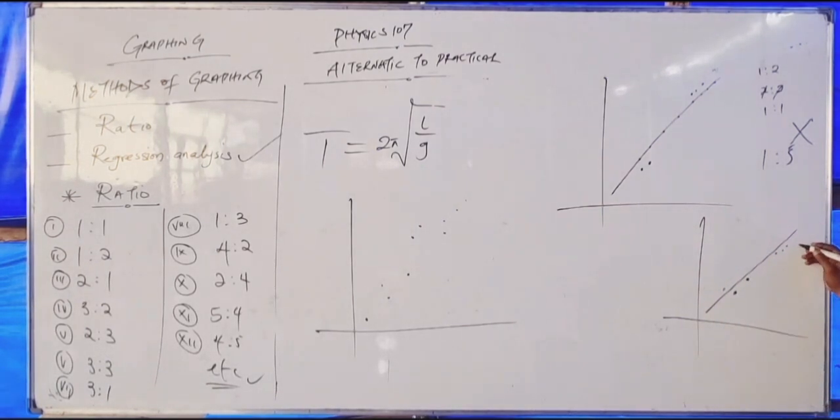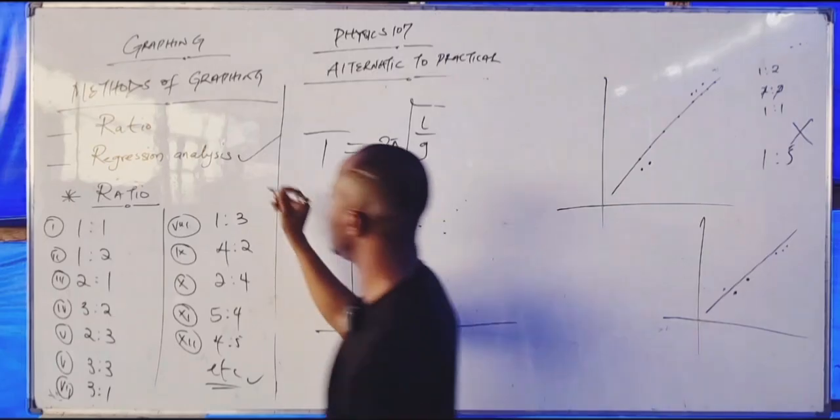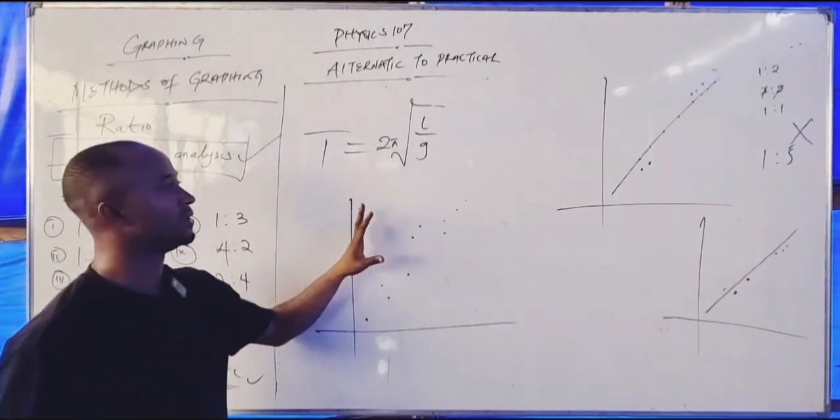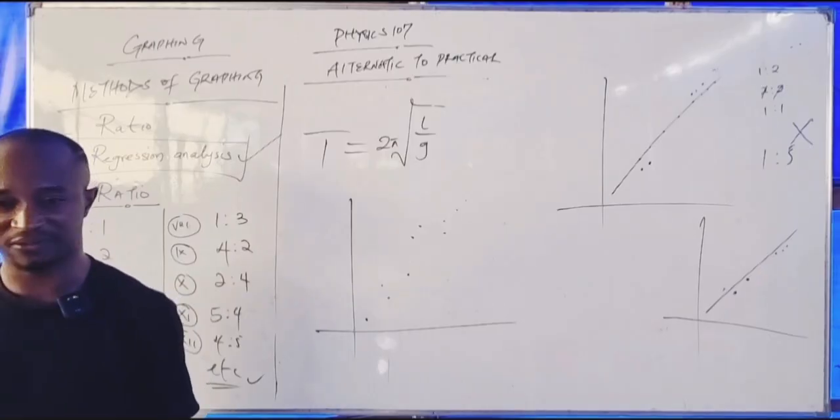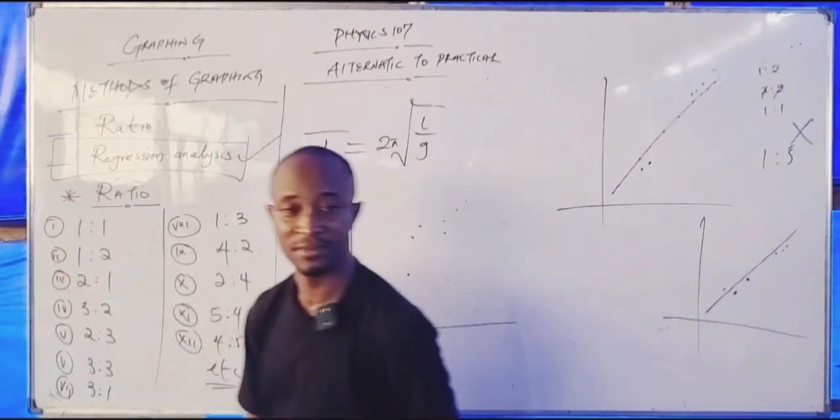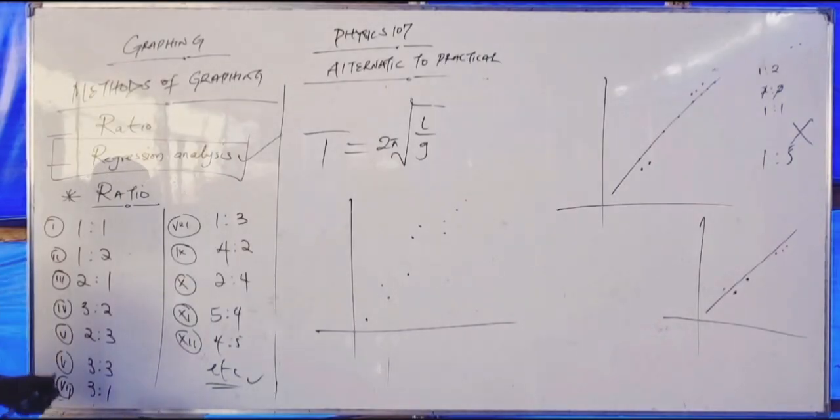Then you have to look for a means to generate it, either by ratio or by regression analysis. But my aim is to teach this now. Let me explain this. Then we'll go into graphing proper. Open your autograph notes.